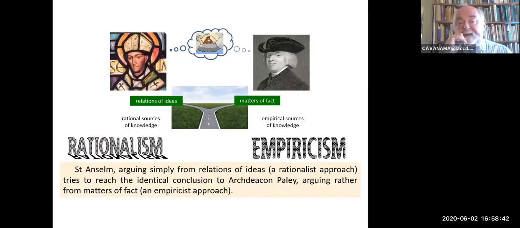So if we look at the difference between Anselm and Paley, we get at the heart of this issue about rationalism versus empiricism. St. Anselm is simply arguing from relations of ideas, that's a rationalist approach, and tries to reach the identical conclusion that Archdeacon Paley attempts to reach arguing from matters of fact, that is an empiricist approach.